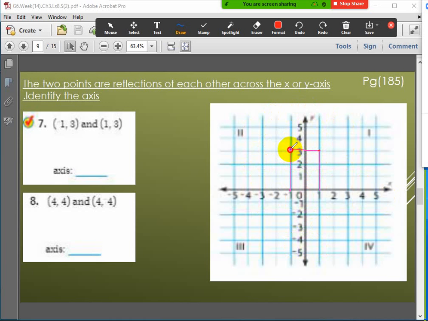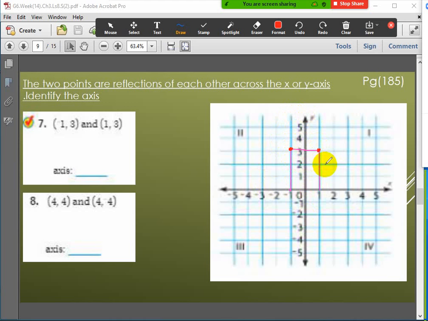Look, like here I have a mirror. So the 2 points are reflections of each other across which axis, x or y? Who will tell me on the chat? Excellent, Jana, Maria, Farah. Thank you, Tony, thank you, Lina. So why? Like a mirror here. Look, this point is a reflection of this point, and also this point is a reflection of this point.